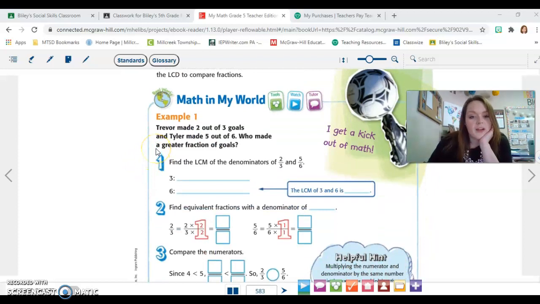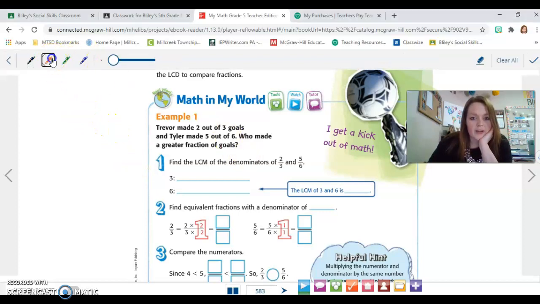So let's look at example 1. It says Trevor made 2 out of 3 goals and Tyler made 5 out of 6 goals. Who made a greater fraction of goals? So we have our two fractions. We have 2/3 and we have 5/6. So what we're going to do is look at our denominator, or the bottom number. We have a 3 and a 6. What we want is for them to be the same.